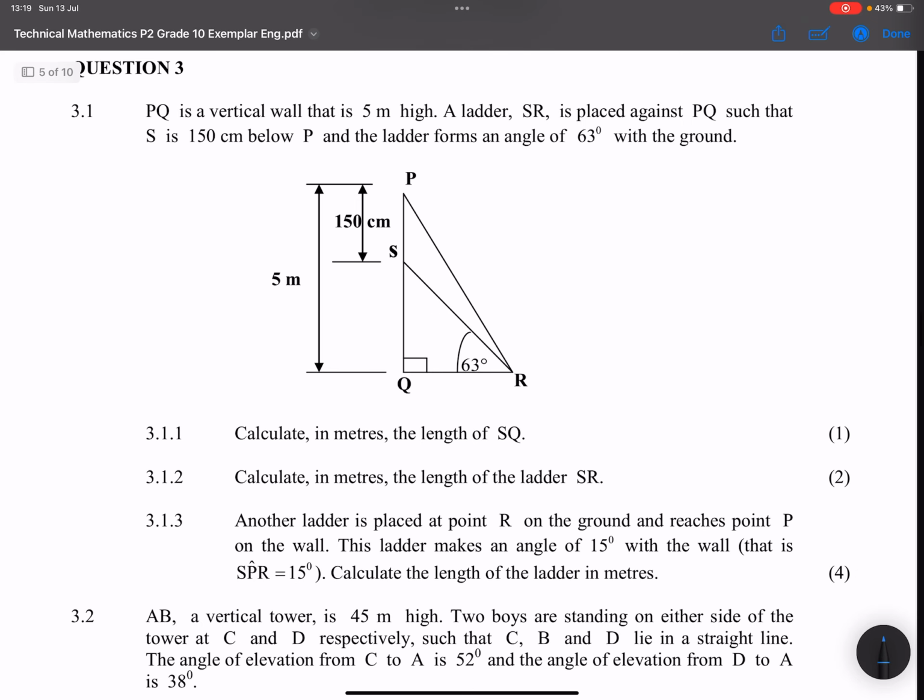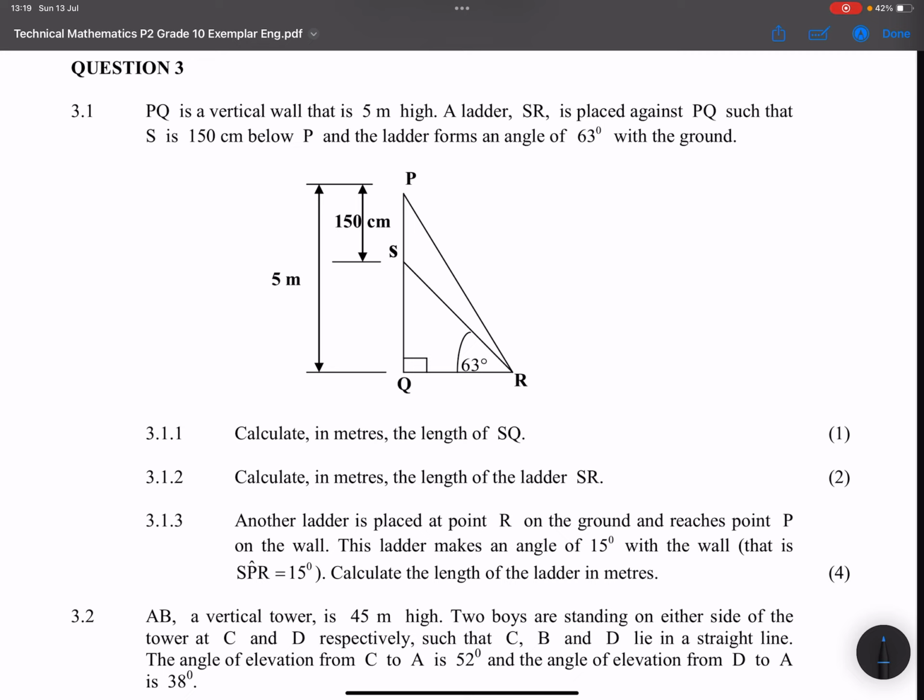Right, now let's dive into the question. So they say we've got PQ, which is a vertical wall that is 5 meters high. And they say to us a ladder SR. Okay, so there is SR over there. They say a ladder SR is placed against PQ such that S is 150 centimeters below. Okay, and they've actually indicated it there on that drawing. And they say the ladder forms an angle of 63 degrees with the ground.